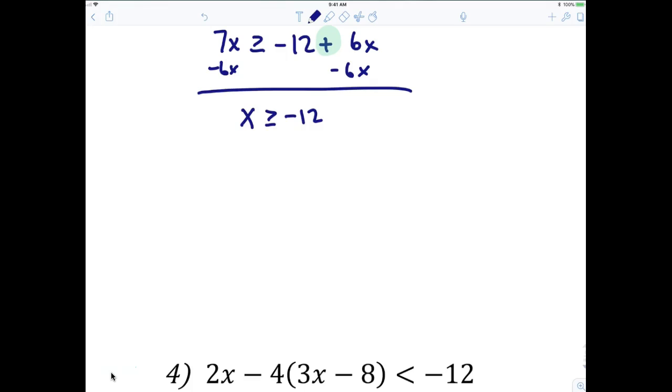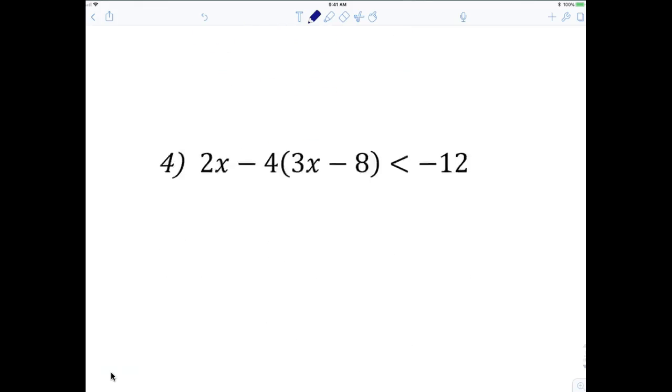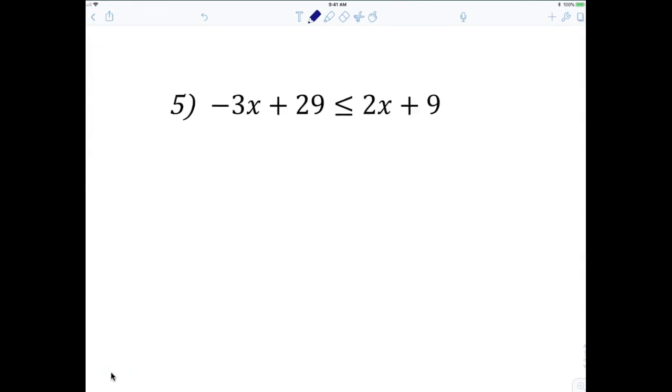All right, so greater than or equal to negative 12 would be a bracket at negative 12 heading off to infinity. There you have it. Number line's not necessary. All right, let's check out 5 with me.